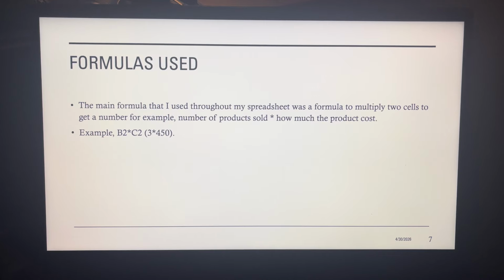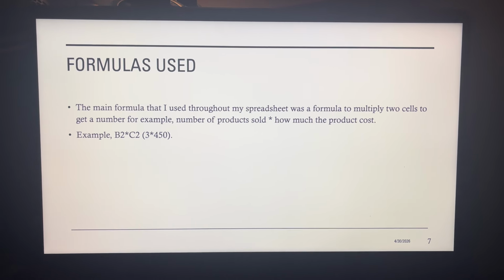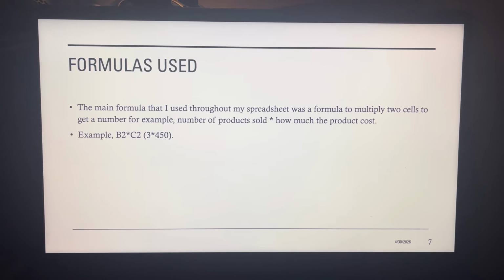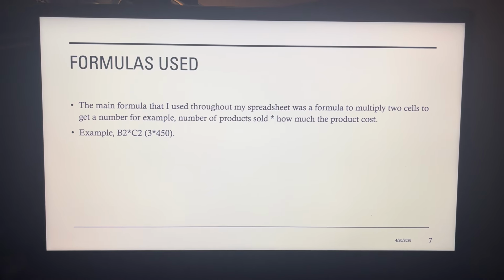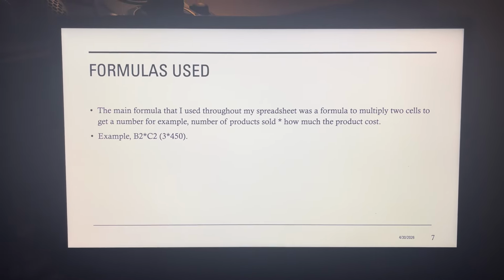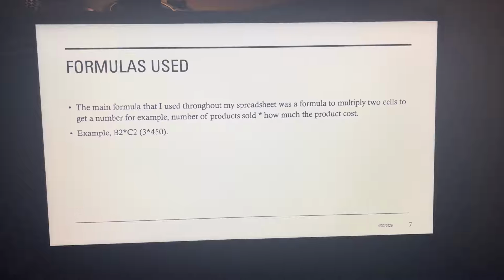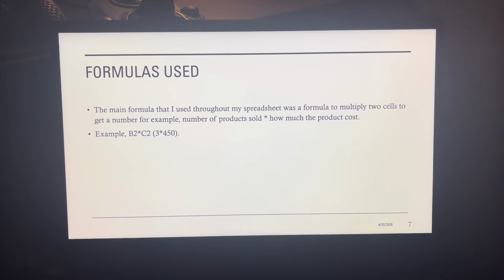I used mainly a formula to multiply cells together, an example being cell B2 multiplied by cell C2. And I gave an example of 3 products for $450 a piece. This gave me the revenue that I needed to display. And it was very simple, very easy, and allowed me to get the job done.